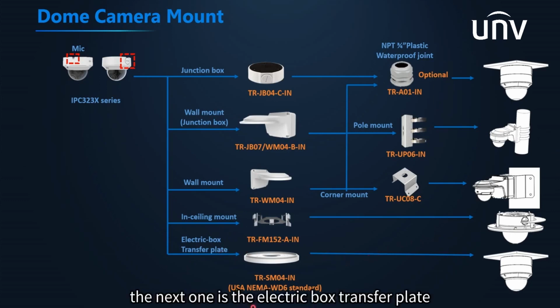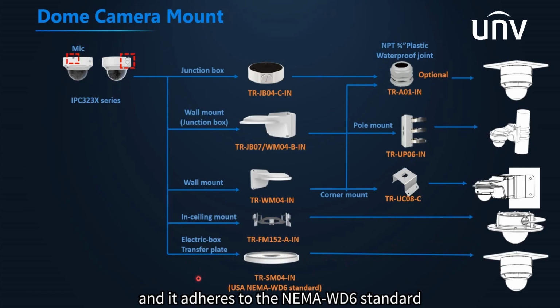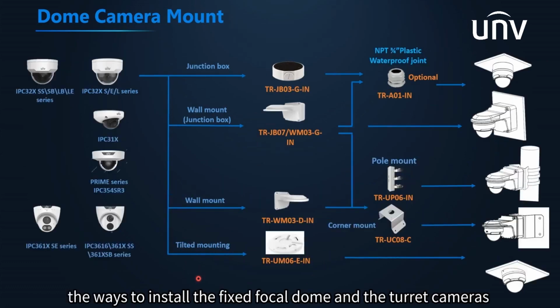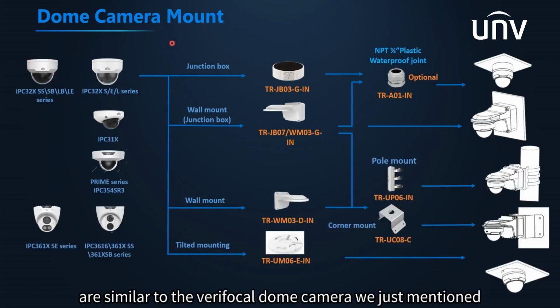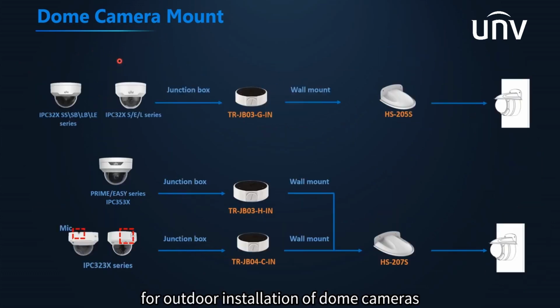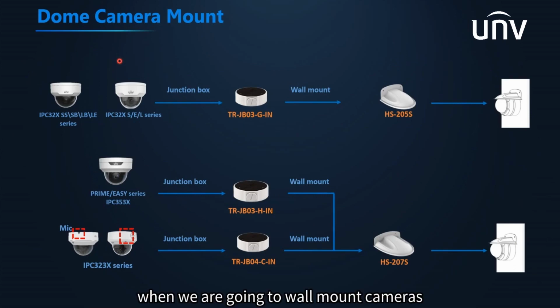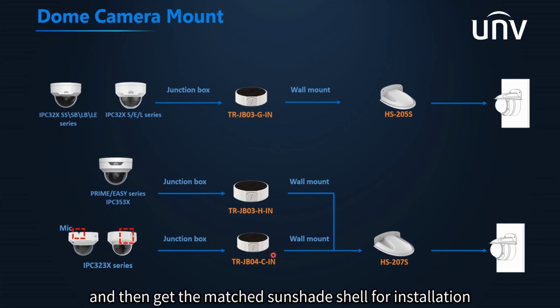The next one is the electric box transfer plate. It is specially designed for North American areas and it adheres to the NEMA W06 standard. The ways to install the fixed focal dome and the turret cameras are similar to the varifocal dome camera we just mentioned. For outdoor installation of dome cameras, when we are going to wall mount cameras, we can select the junction box first and then get the matched sunshade shelf for installation.